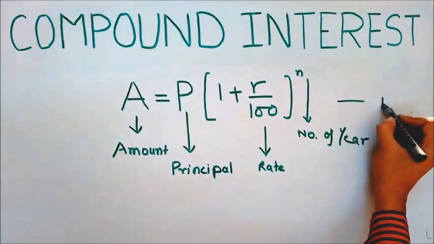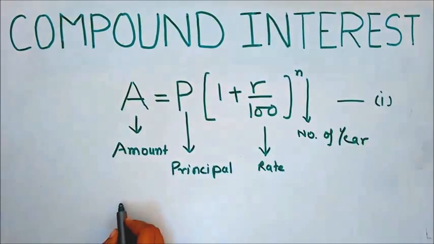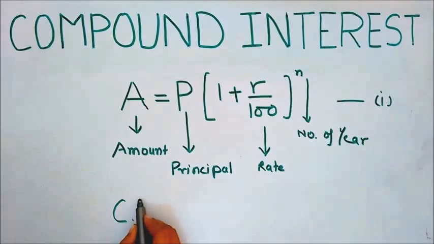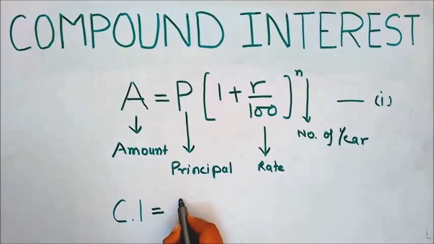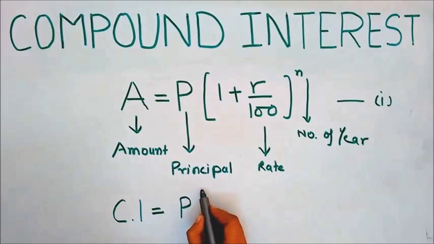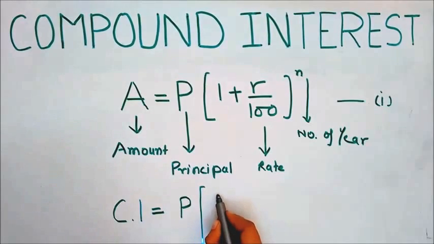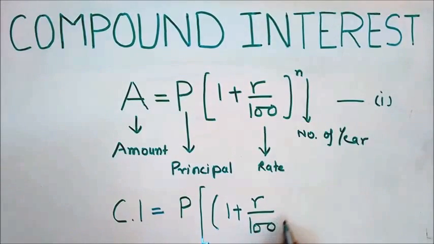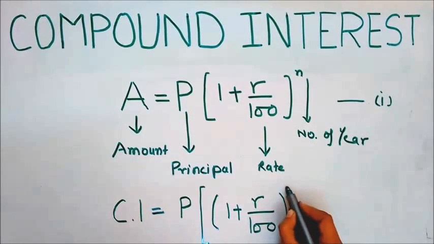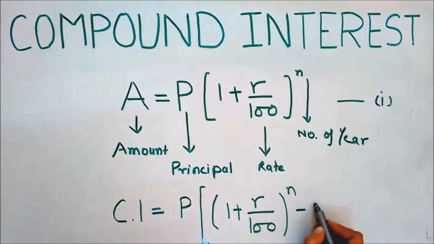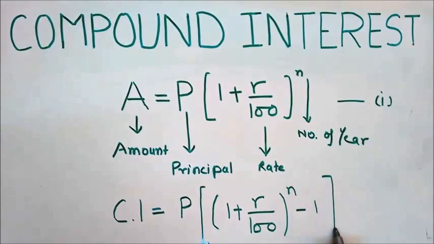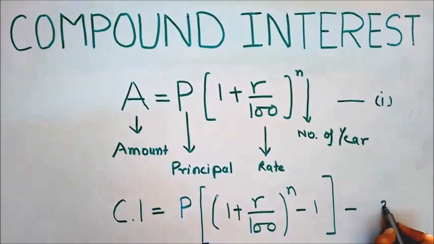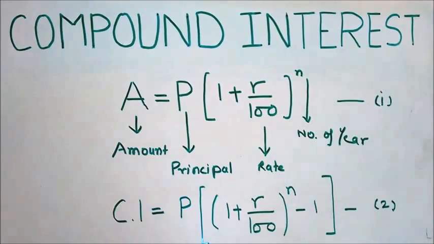We have another formula, that is compound interest is equal to P[(1 + r/100)^n - 1]. Using these two formulas we can solve compound interest questions easily.